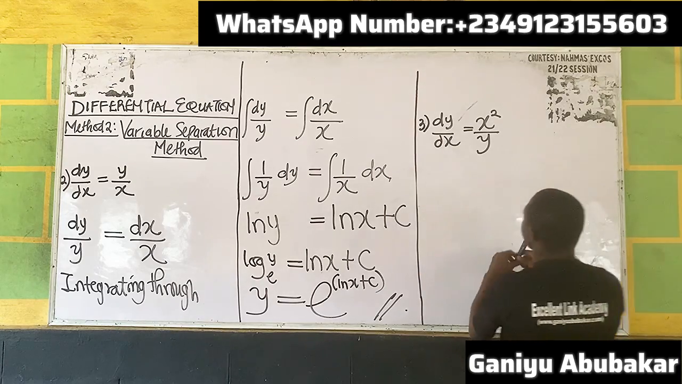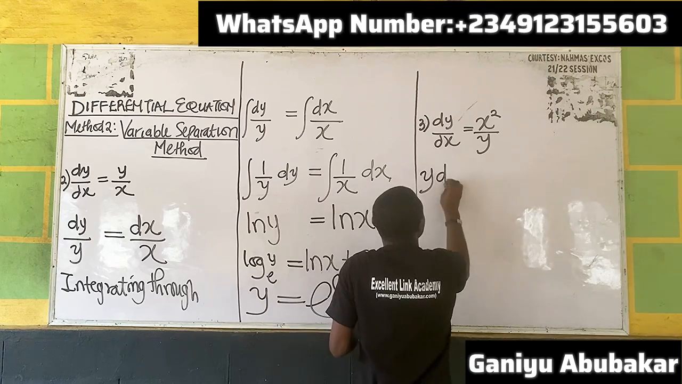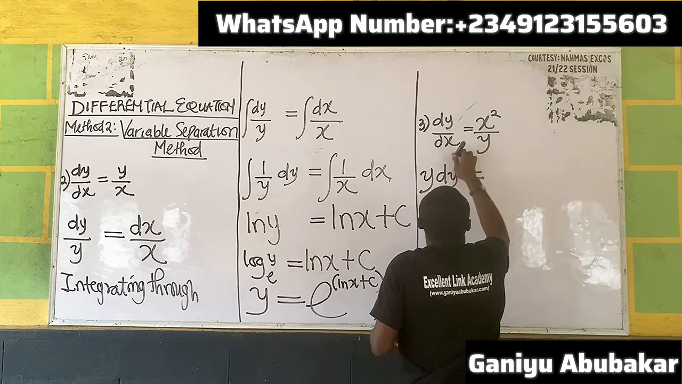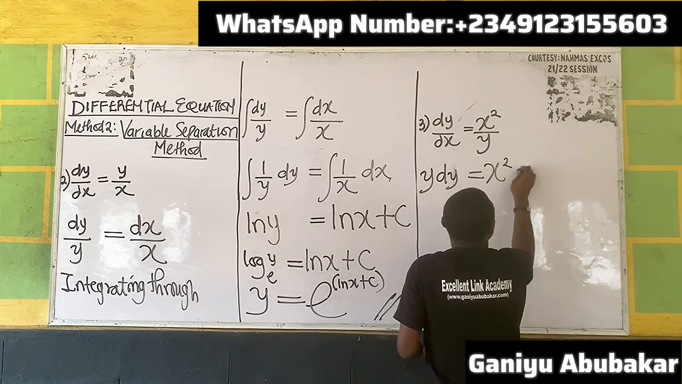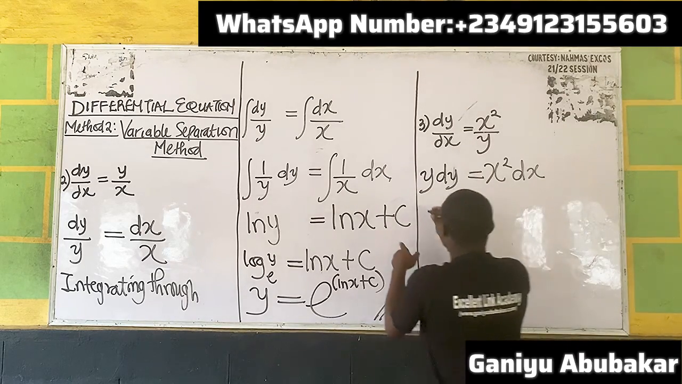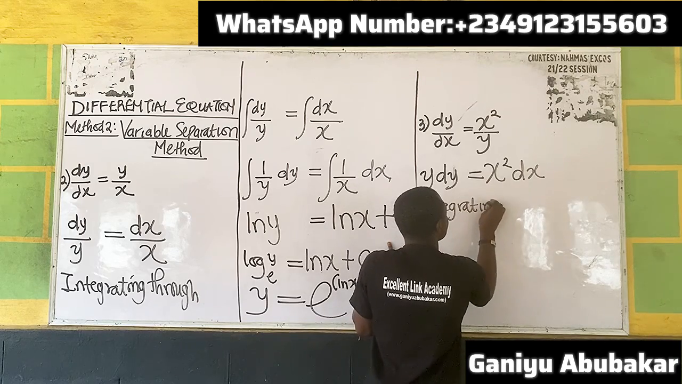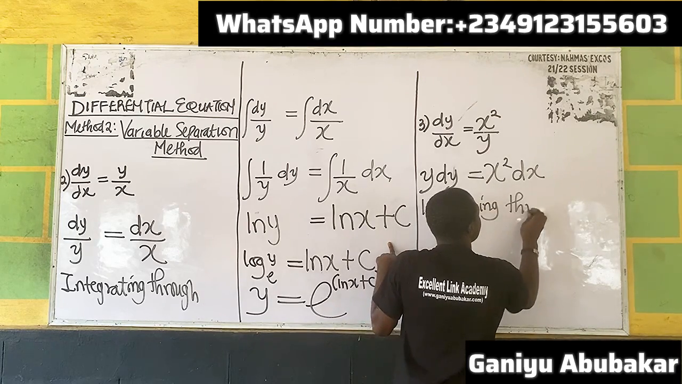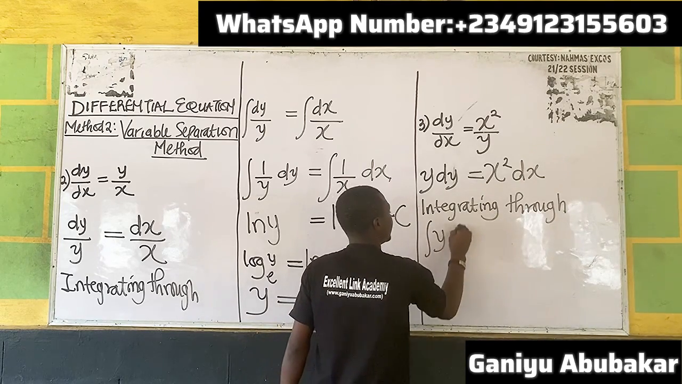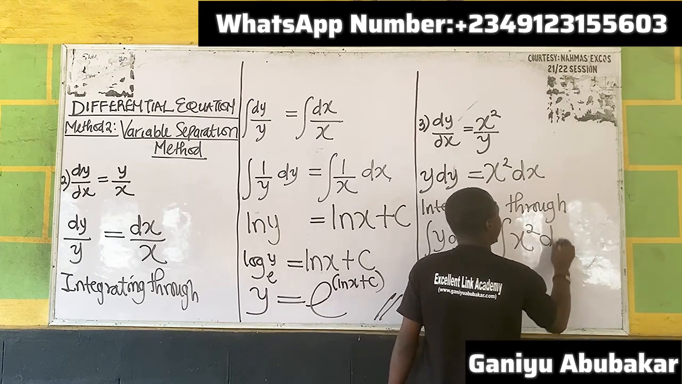I'll cross multiply. So it means y times dy gives you y dy, is equal to x squared times dx, that gives you x squared dx. Next task, integrating through. I'll have the integral of y dy is equal to the integral of x squared dx.